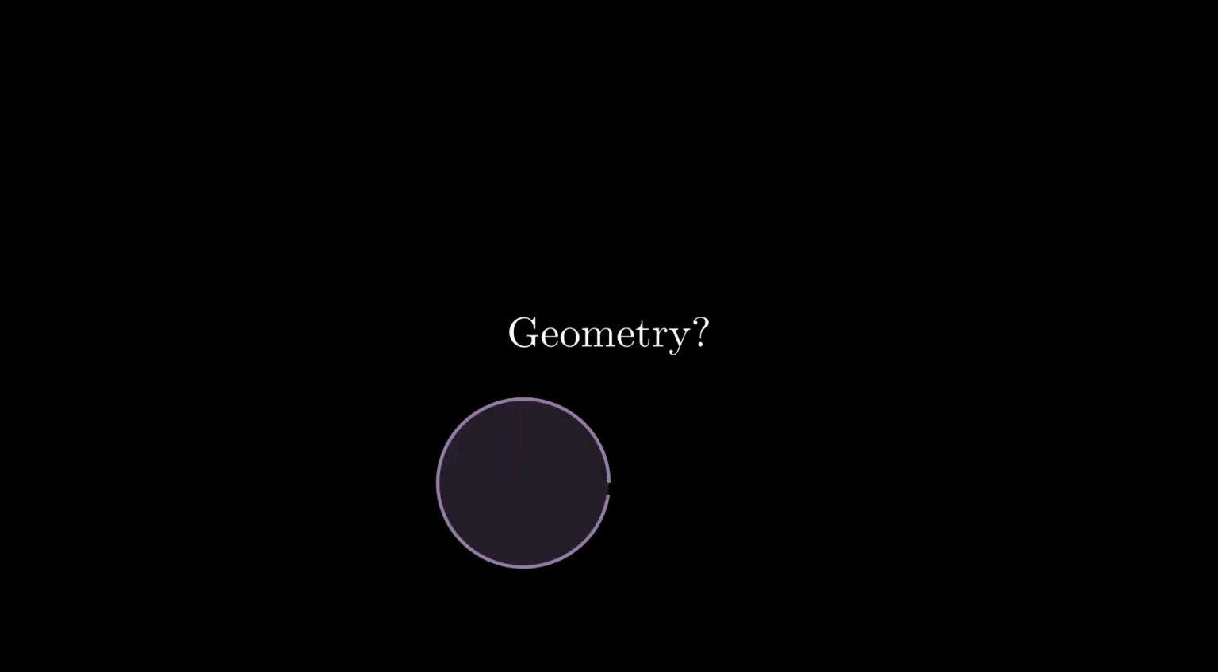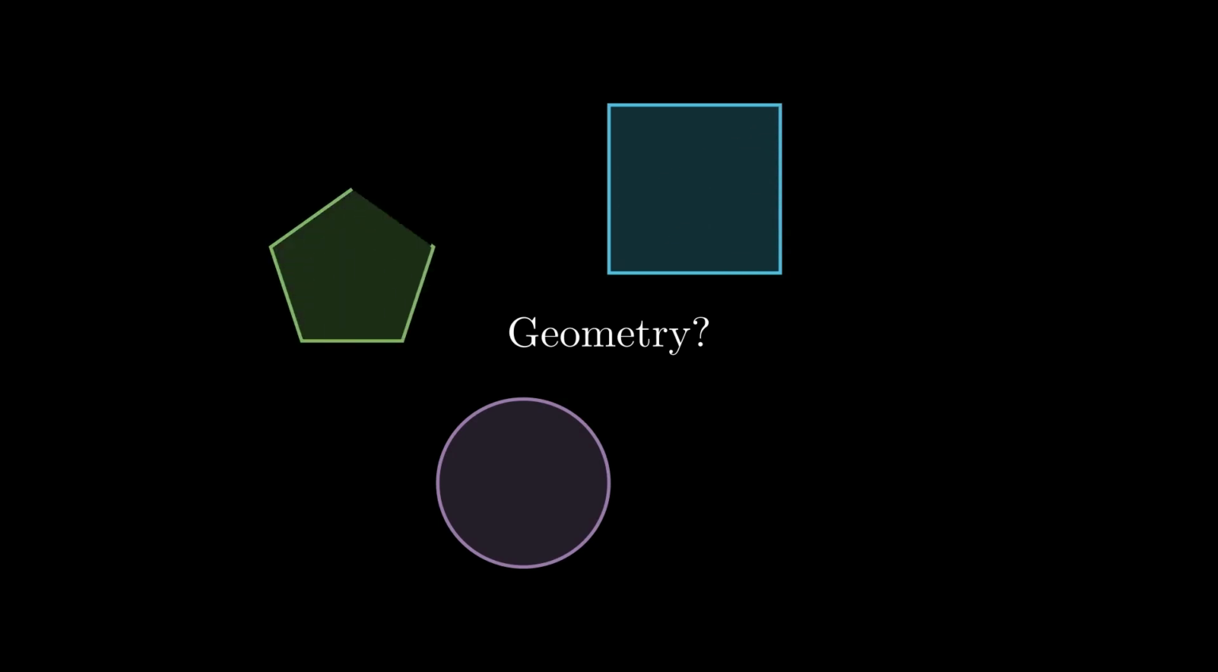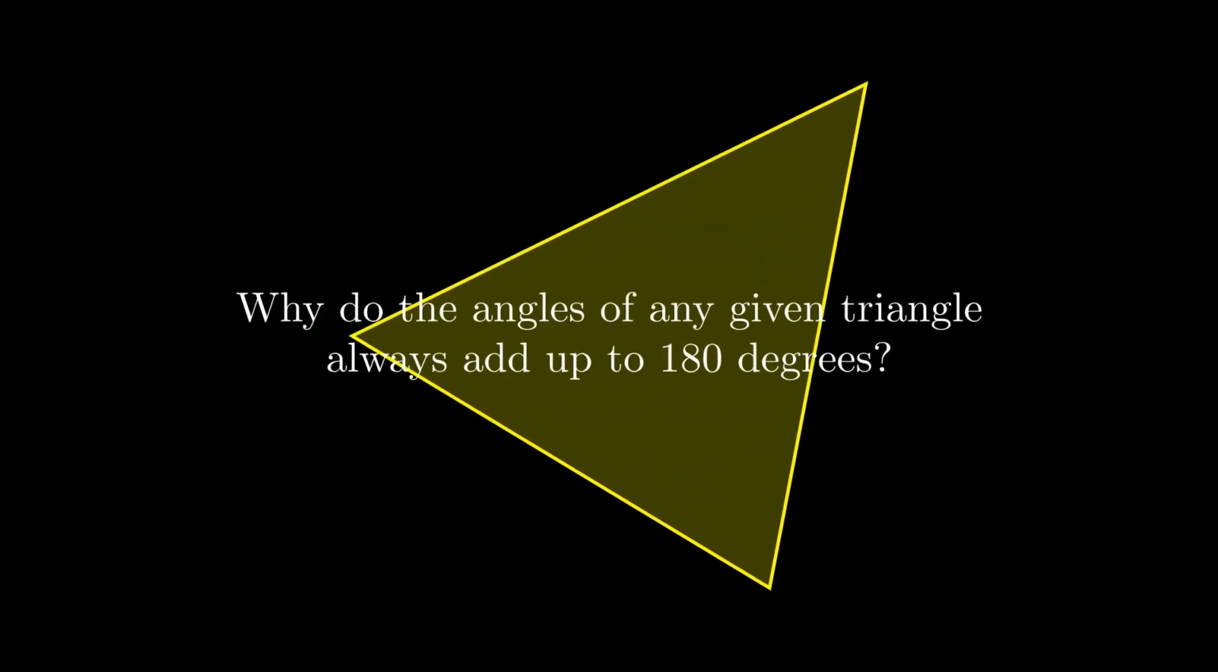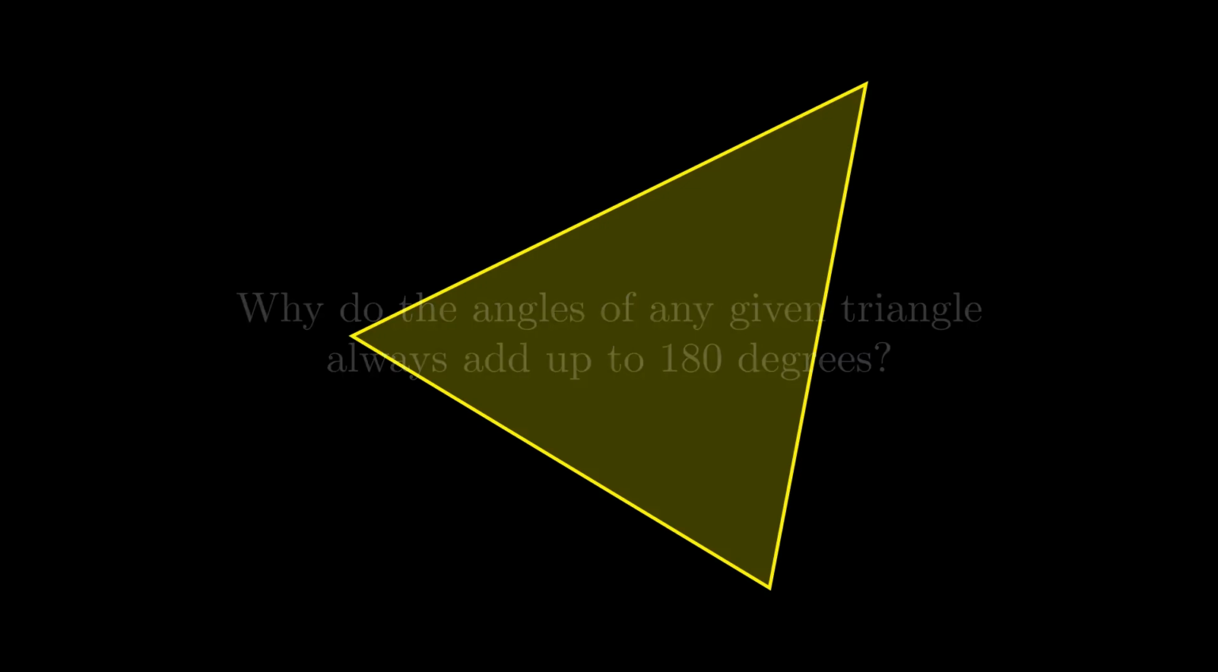As I said at the top of the video, at least in my experience, proofs were only introduced in high school level geometry. With that in mind, let's return to the other problem I posed at the start of the video. Why do the angles of any given triangle always add to 180 degrees? We'll start with a triangle.